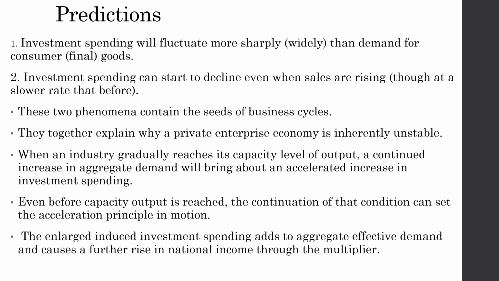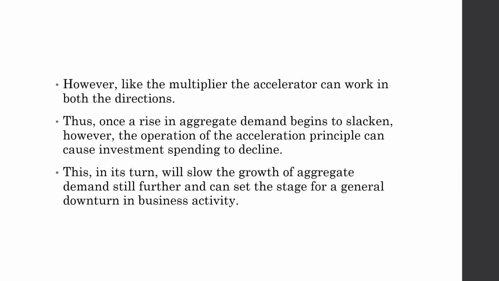When an economy gradually reaches its capacity level of output, then a continued increase in aggregate demand will bring about an accelerated increase in investment spending. Even before capacity output is reached, the continuation of that condition can set the acceleration principle in motion. The enlarged induced investment spending adds to aggregate effective demand, and this causes a further rise in national income through the multiplier effect. However, like the multiplier, the accelerator can work in both directions. We have seen that the multiplier works in both the direct and reverse directions. Like that, the accelerator too works in both directions.